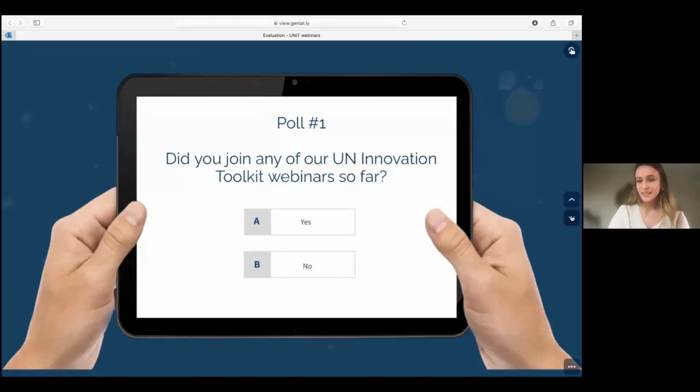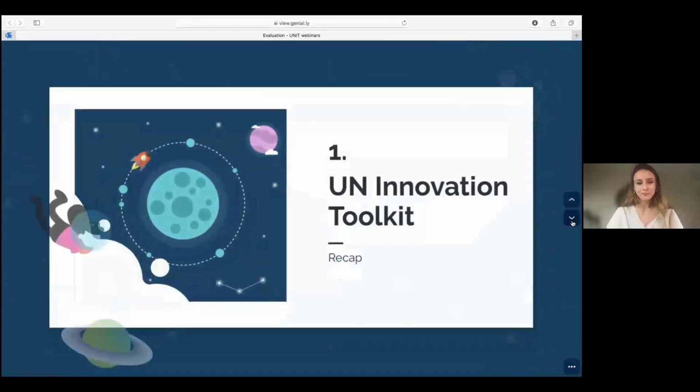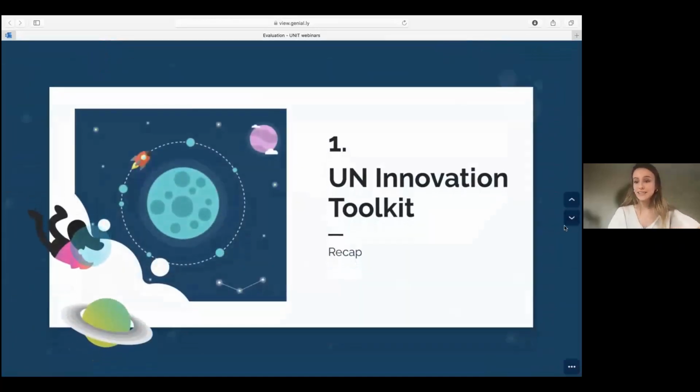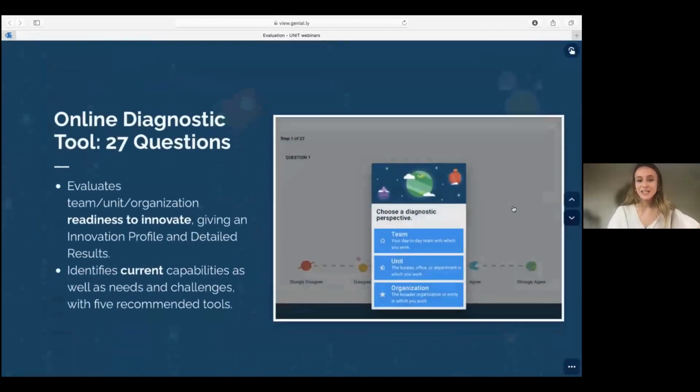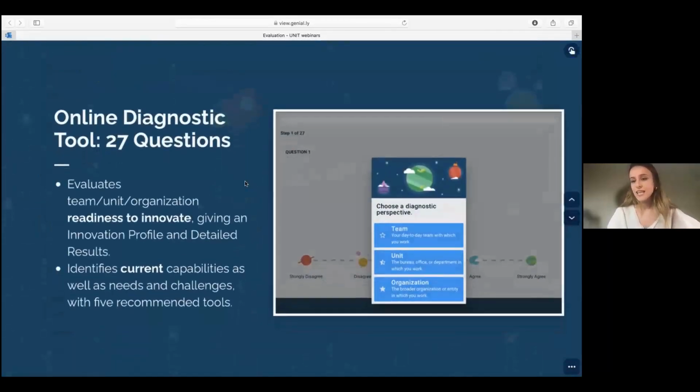We will get into a brief recap then on the UN Innovation Toolkit. Let's firstly begin by introducing a key feature of this toolkit: its diagnostic. Whenever you first log into the toolkit, we encourage you to undertake this diagnostic as a first option to start scoping and utilizing the toolkit, which is comprehensive and has a lot of different options. So we recommend you start with this option.